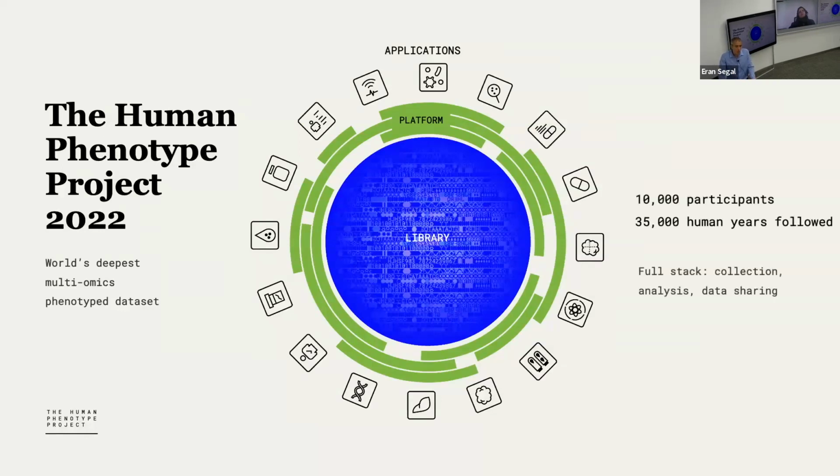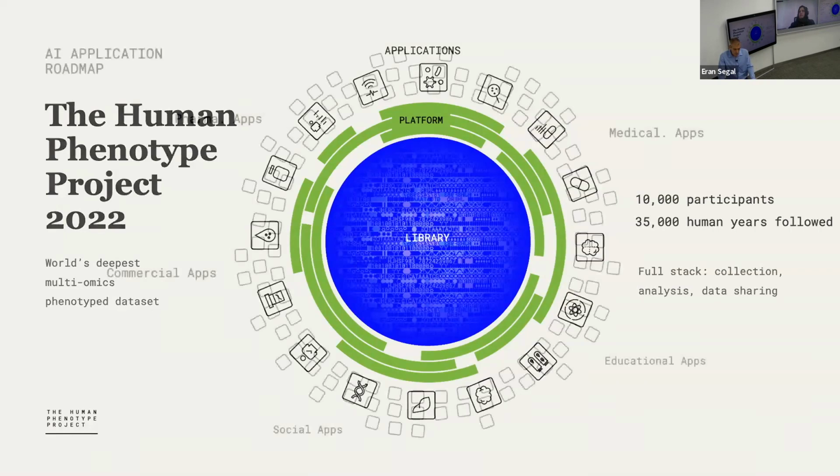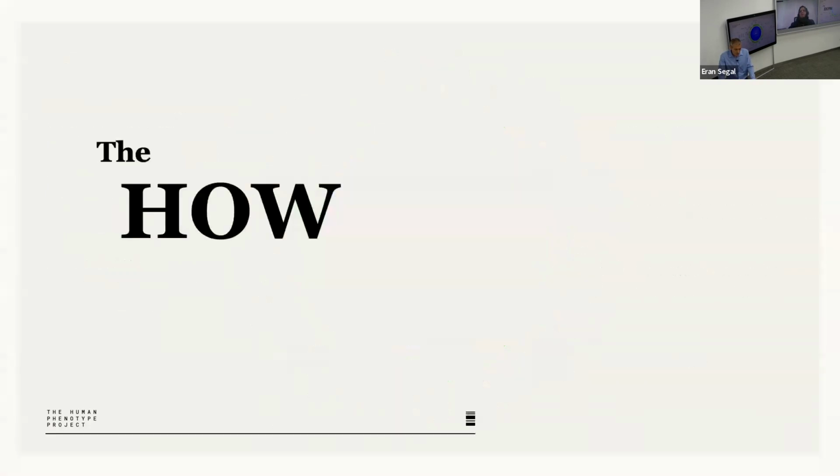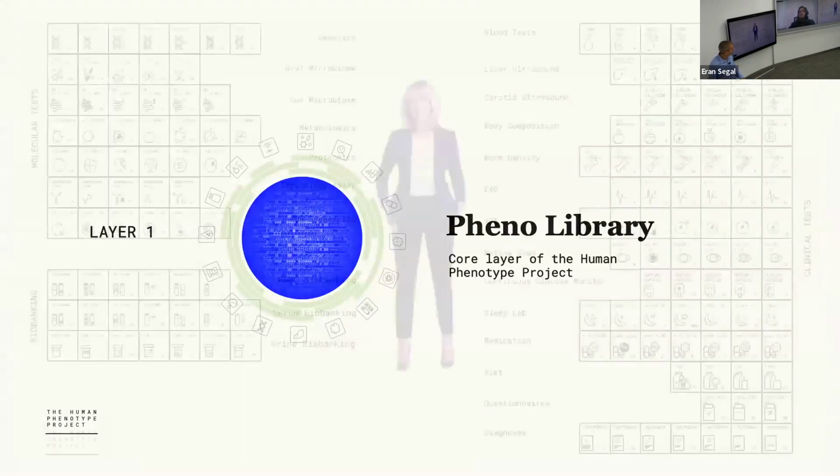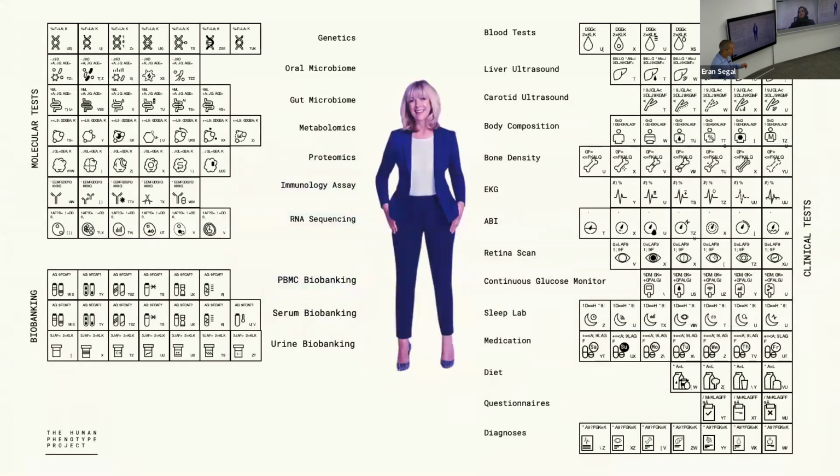So far in Israel, we profiled over 10,000 people. We follow them longitudinally, so we have over 35,000 human years that we've been following. So what is this data that we're collecting? What is this library that I'm talking about? So here you have all of the different measurements that we are doing.